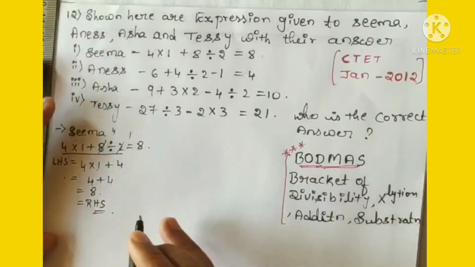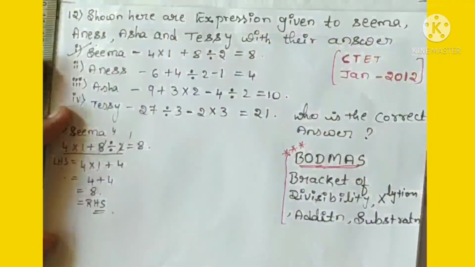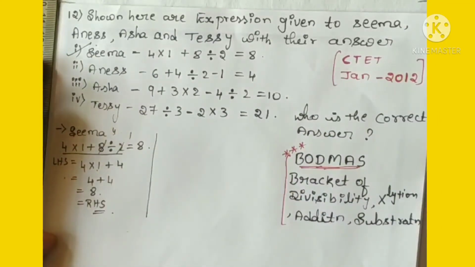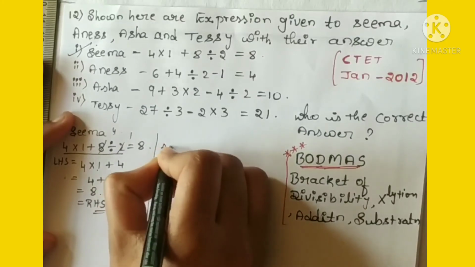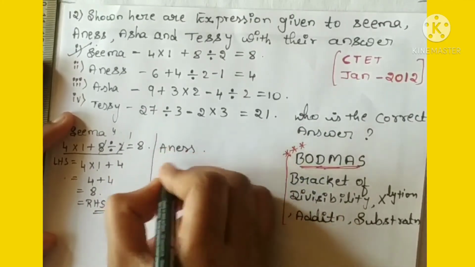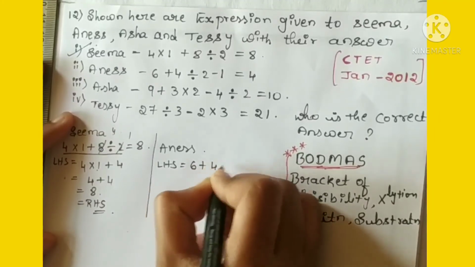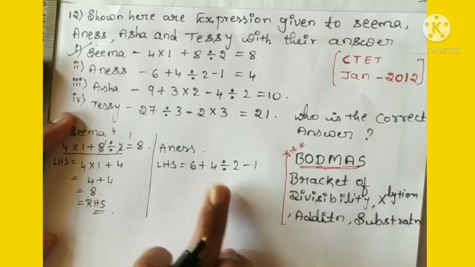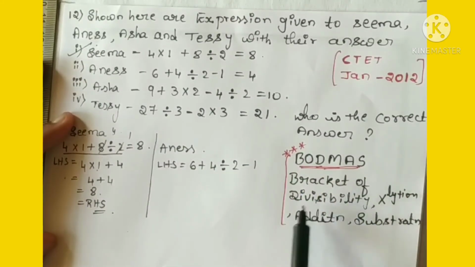So Seema did the correct answer. For your understanding, I will solve one more, Honey's answer. LHS is equal to 6 plus 4 divided by 2 minus 1. Here also I just apply the BODMAS rule, that is bracket, of, division. First I will solve the division.